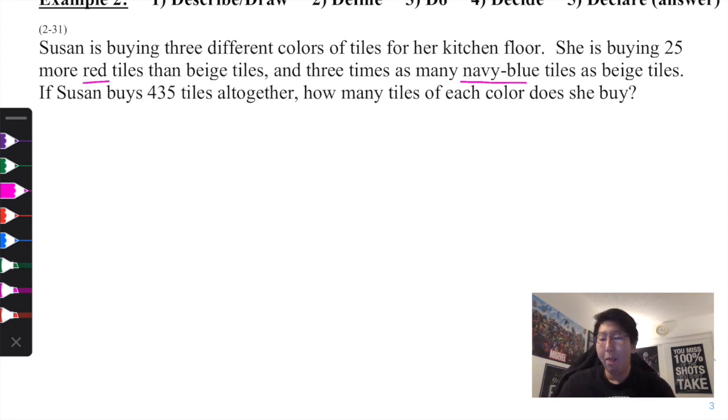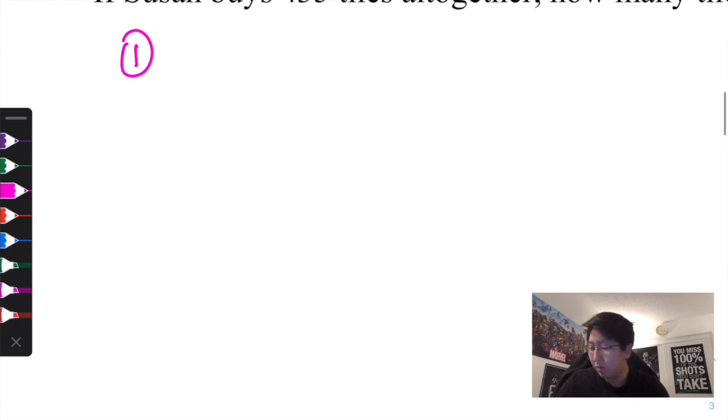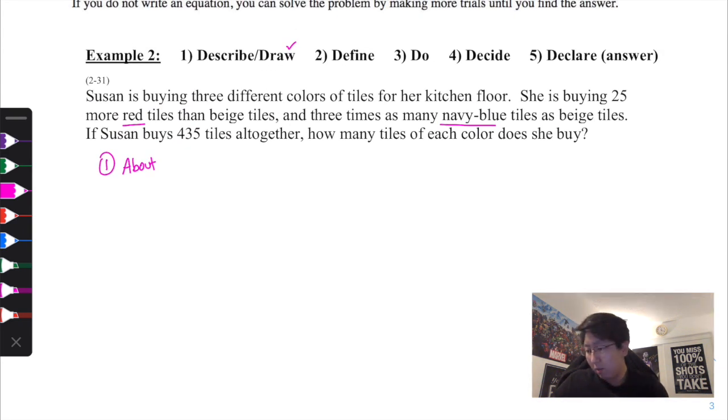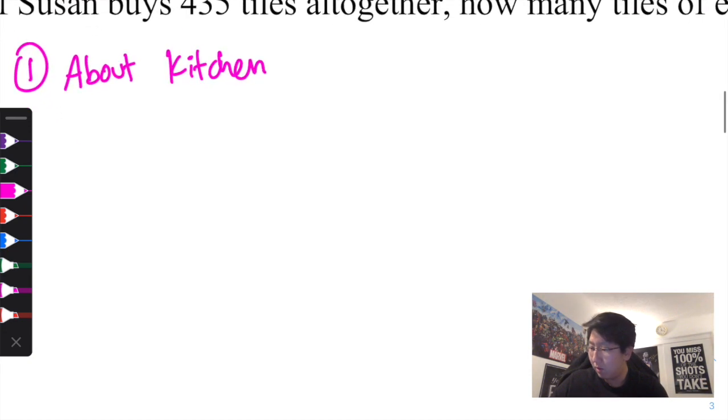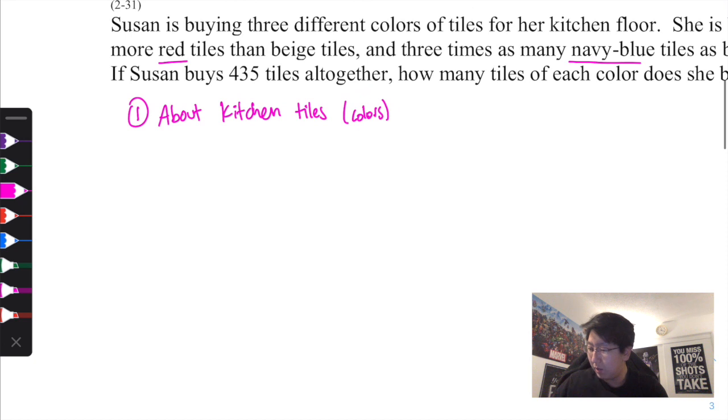So here, what is this about? Let's go ahead and describe and draw. Well, this problem is about what? It's about kitchen tiles and the colors. What are the colors? Beige, red, and navy blue.